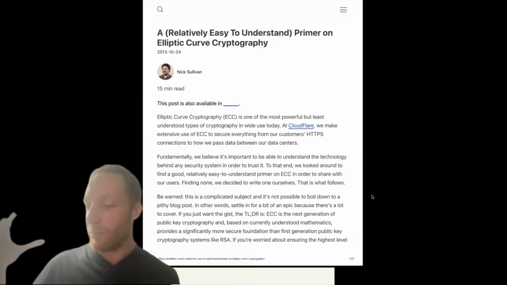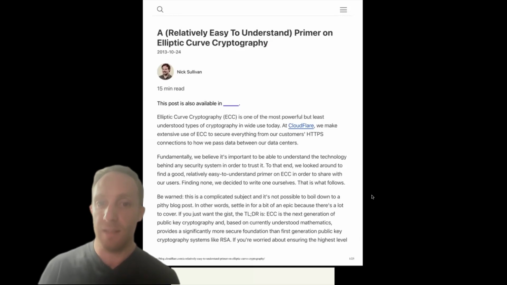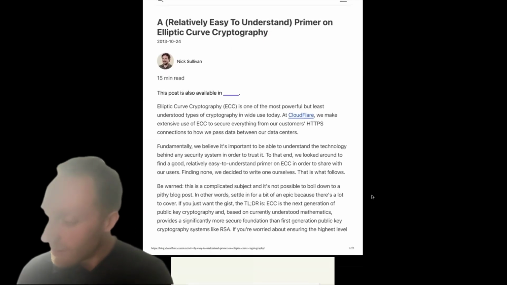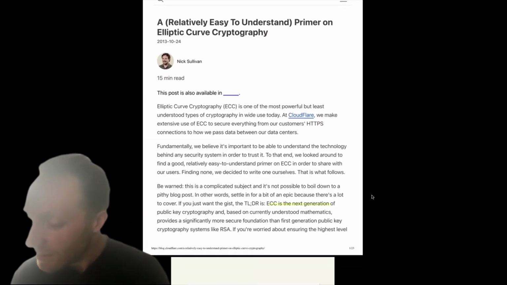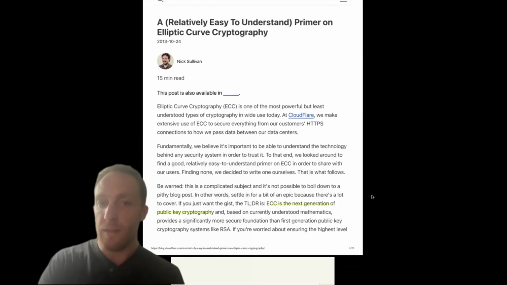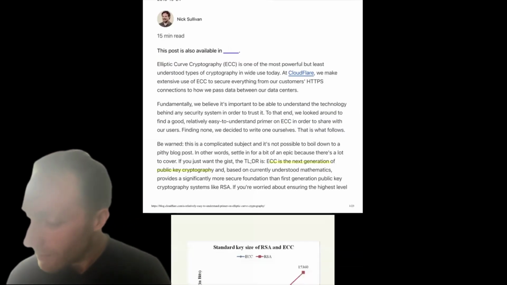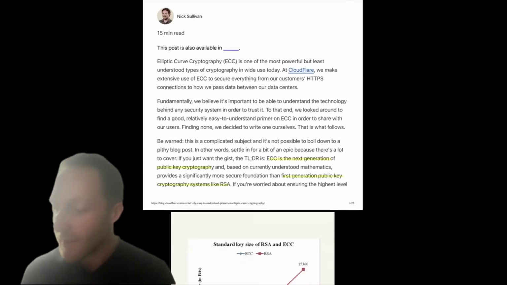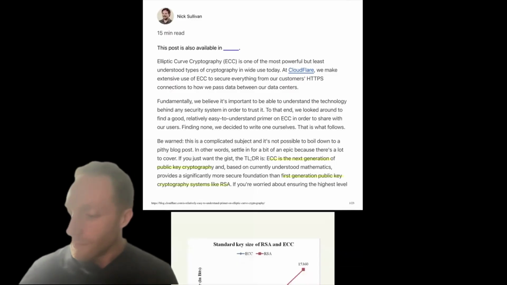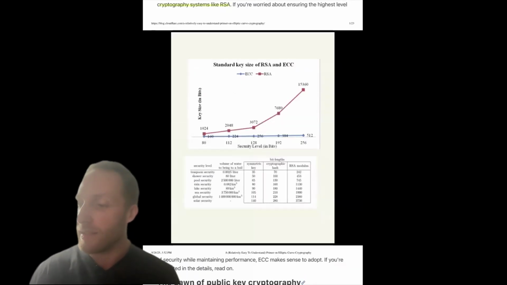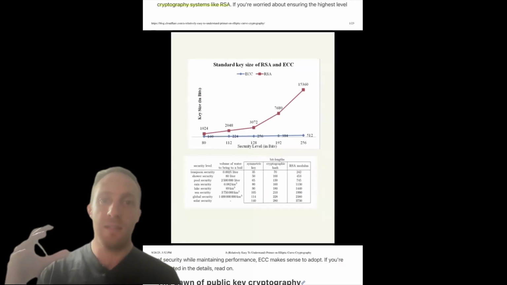But in the history of math, it's pretty recent that elliptic curve cryptography was invented. Before that, we had just the basic RSA. That's basically what he says here: ECC is the next generation of public key cryptography, the first generation, of course, being RSA. I added some extra content here just for comparing RSA and ECC.